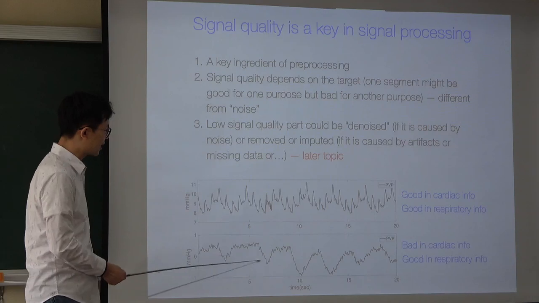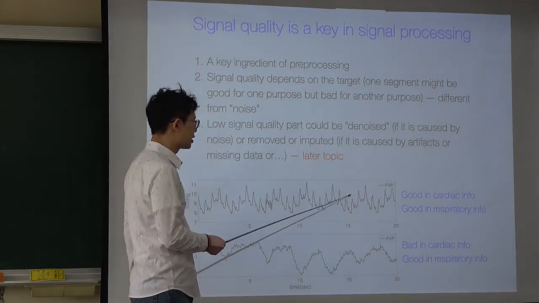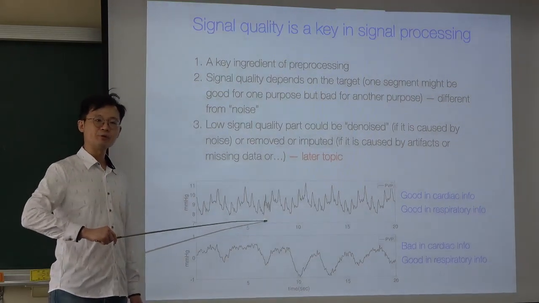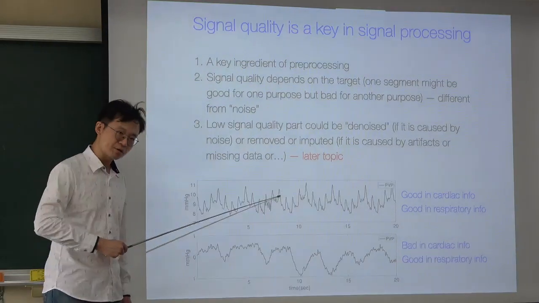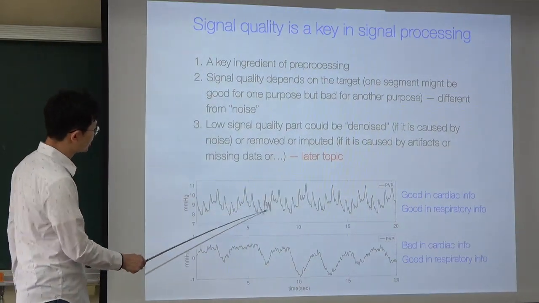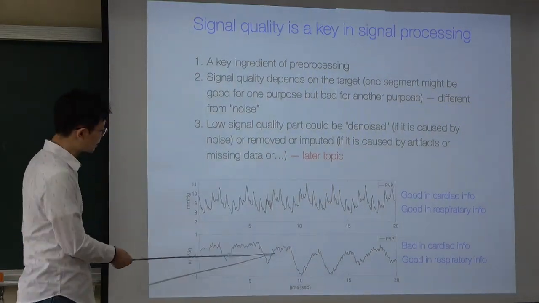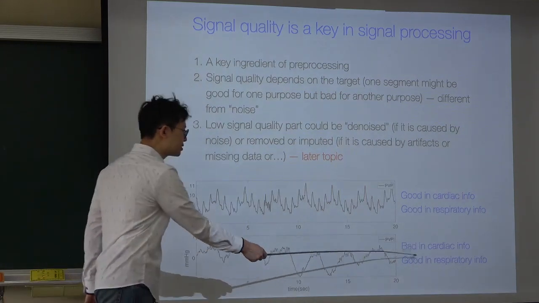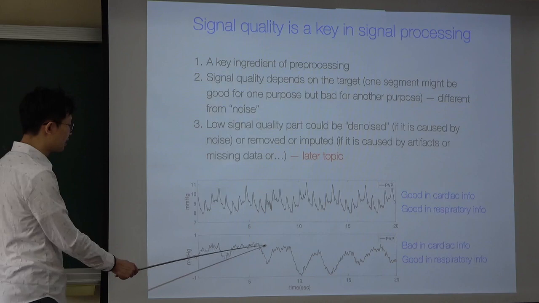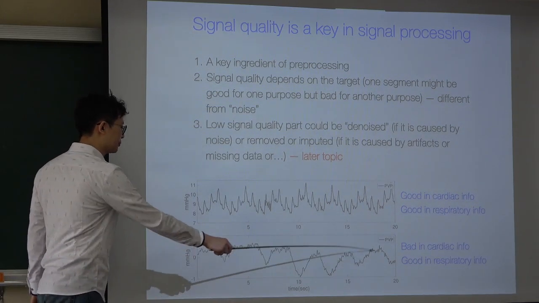In these two examples, I can tell you the answer. Both are PVP signals. This signal has a good quality for the cardiac component if you want to study hemodynamics. This signal also has a good quality if we have interest to study respiration-related information. But for this signal, it is bad in cardiac information if we want to study hemodynamics. But it is good if we want to study respiration. This is respiration.